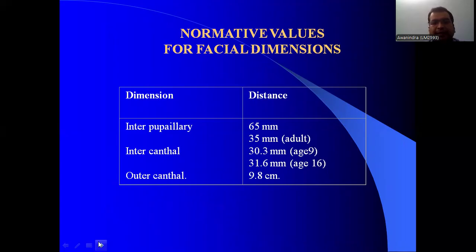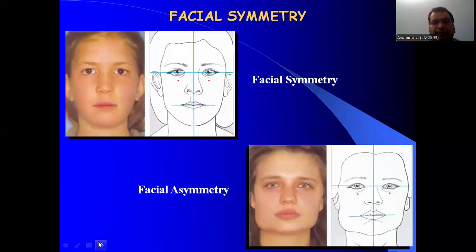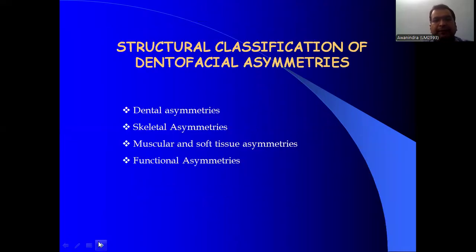The intercanthal distance is 30.3 and 30.6. Outer canthal is 9.8. Then we get the symmetry of the face, whether the face is symmetrical or asymmetric. The first one is a symmetrical face, and the second one is an asymmetric face.